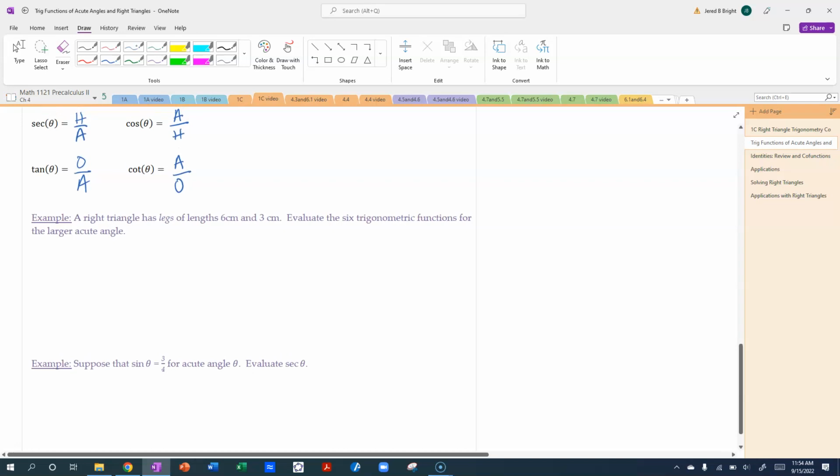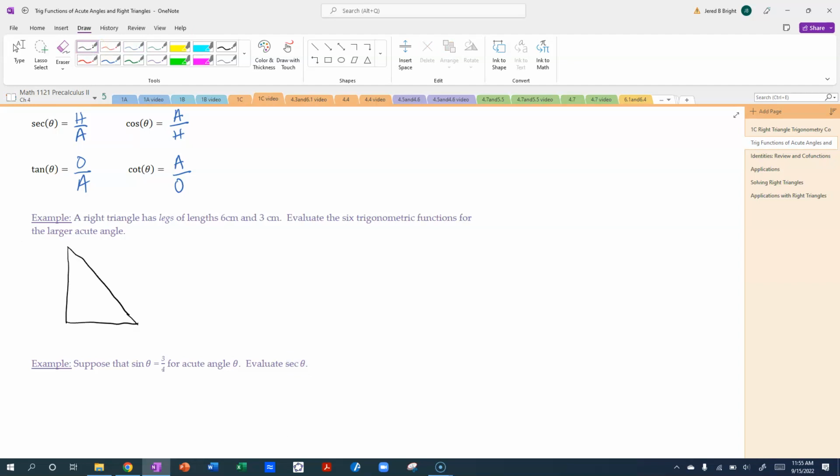So let's look at this first one. A right triangle has legs with lengths 6 centimeters and 3 centimeters. Evaluate the 6 trigonometric functions for the larger acute angle. Well, let's draw our right triangle here. I'm just going to do a little sketch.